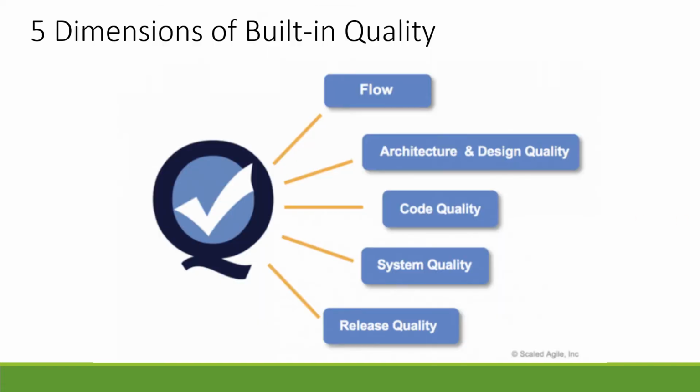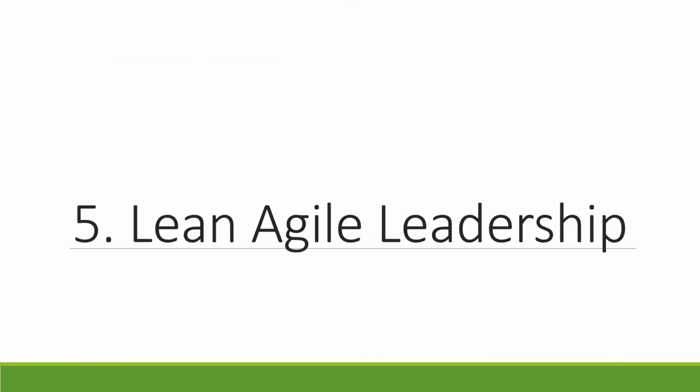right? So the five dimensions of built-in quality are maintaining a smooth and healthy flow, architecture and design quality, code quality, system quality, and release quality, right? All these are very, very important. If you focus on all these five qualities, automatically you are building built-in quality in our system, right?